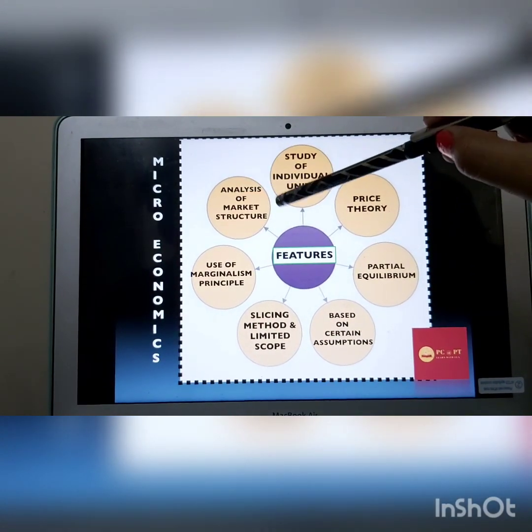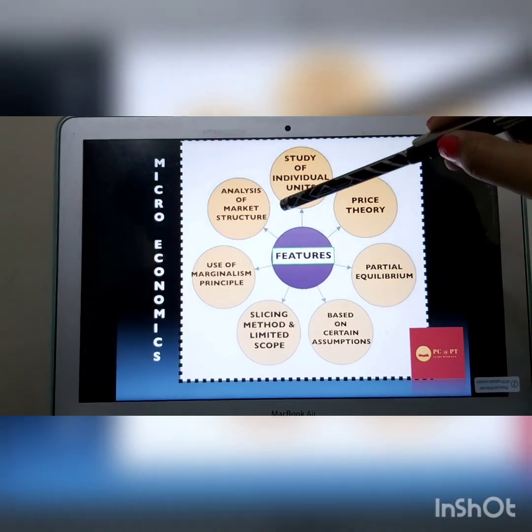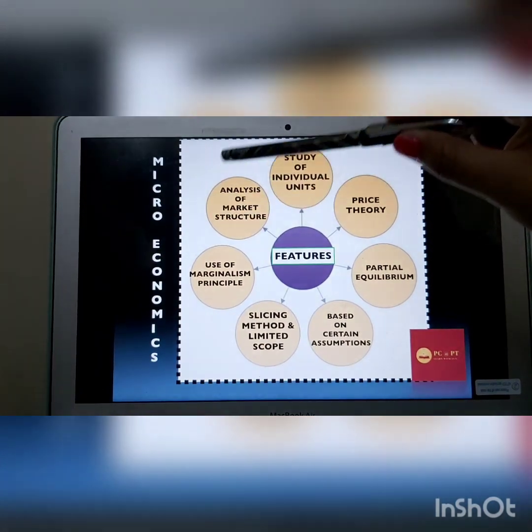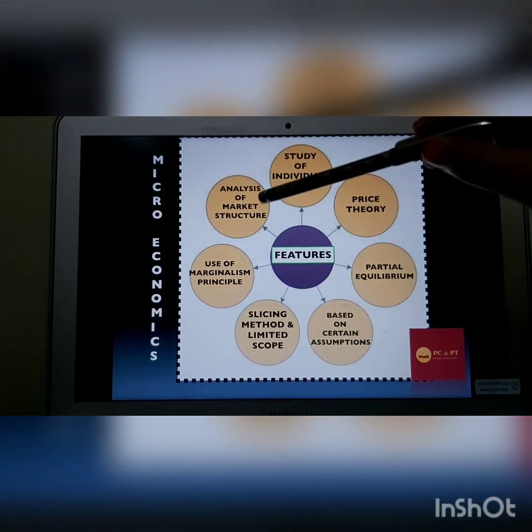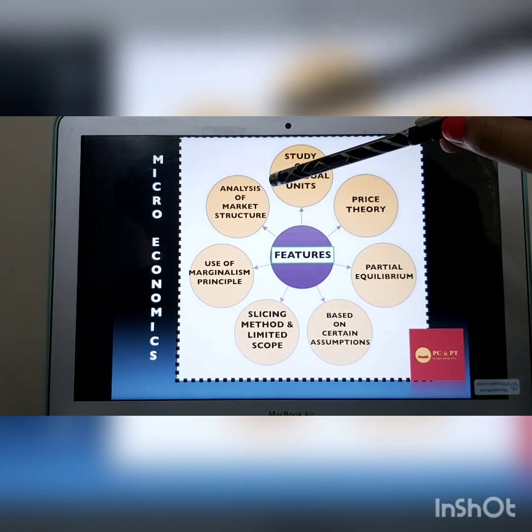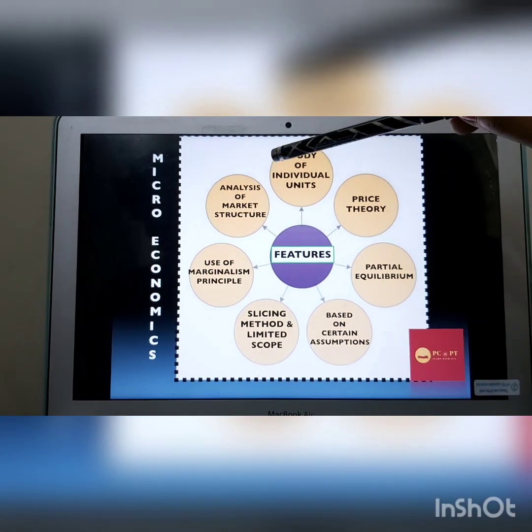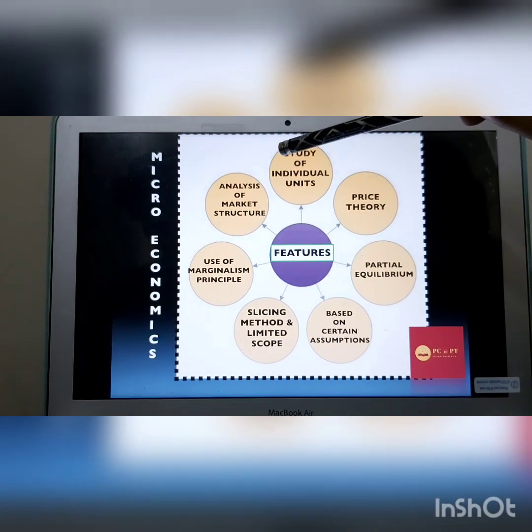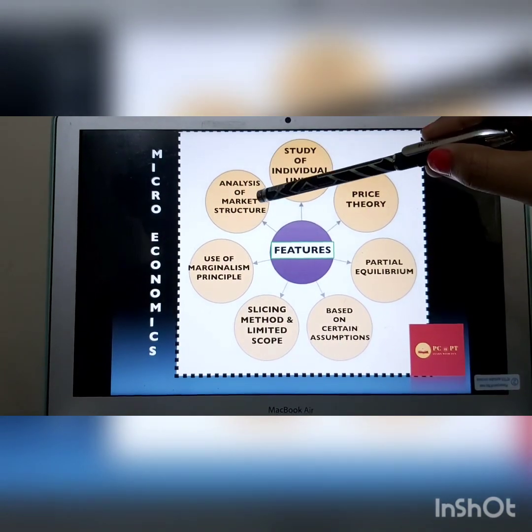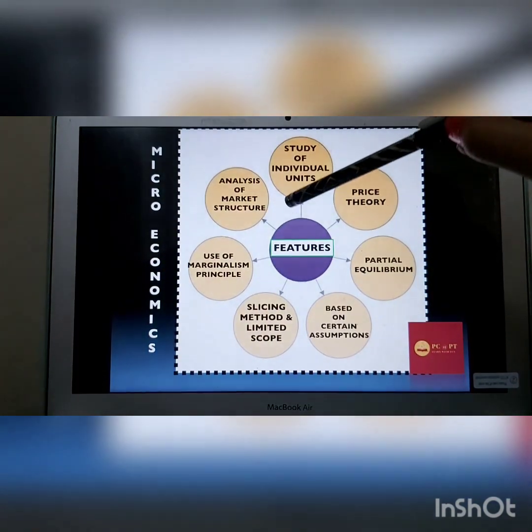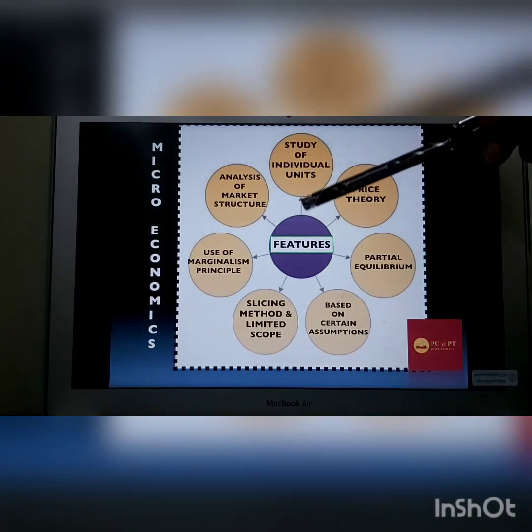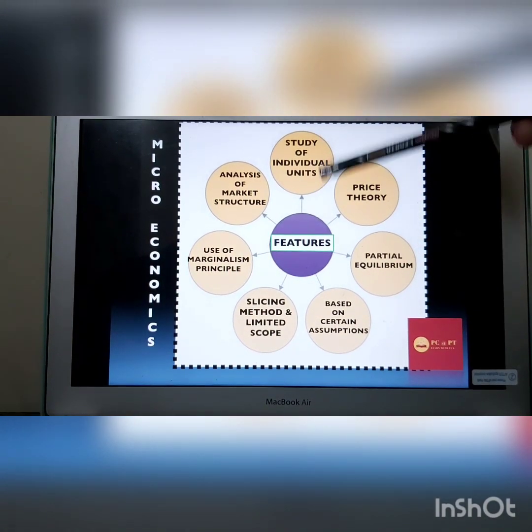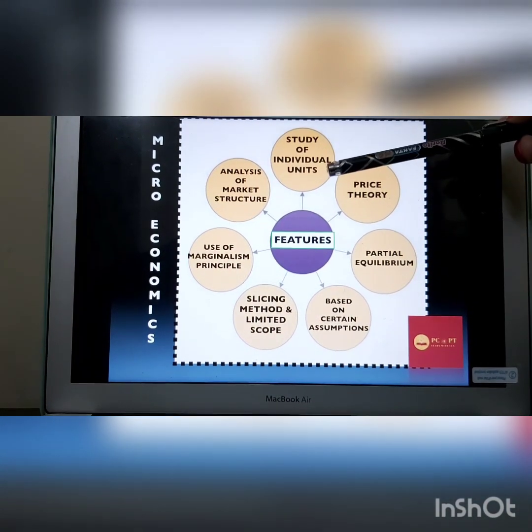Next, analysis of market structure. So again, this is a complete chapter that you have, forms of market, where you are going to understand different types of market like monopoly, perfectly competitive market, monopolistic market, oligopoly. So what are these different markets and what are the features of the different markets can be elaborated better in our further chapters.